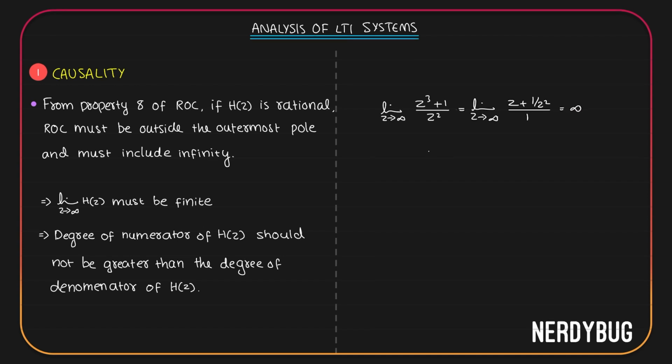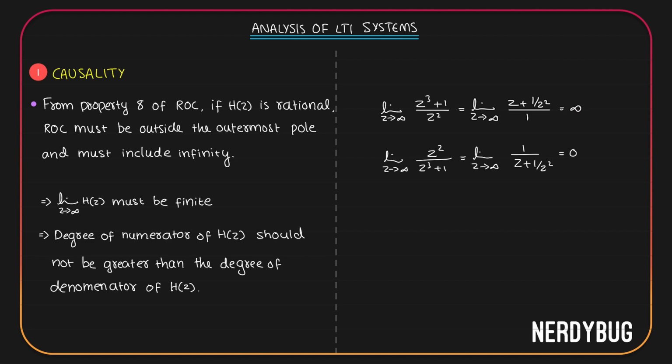Let us take another example. My H of z is z square divided by z cube plus 1. Here the order of the numerator is less than the order of the denominator. If I give limit z tends to infinity, I will divide the numerator and the denominator with z square. Then I get limit z tends to infinity 1 by z plus 1 by z square. If I give z equal to infinity, 1 by z square becomes 0. Then I have 1 by z, that also becomes 0. So this is 0, which is a finite value.